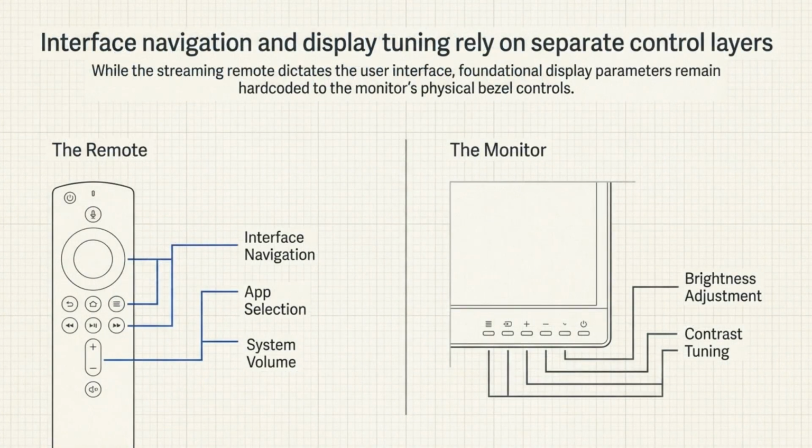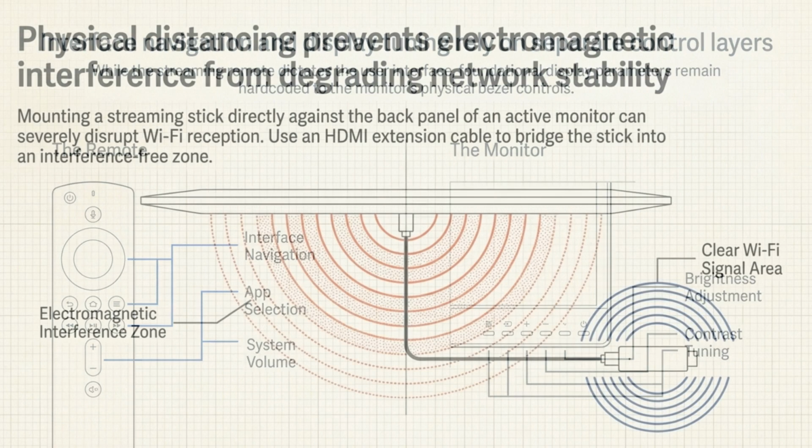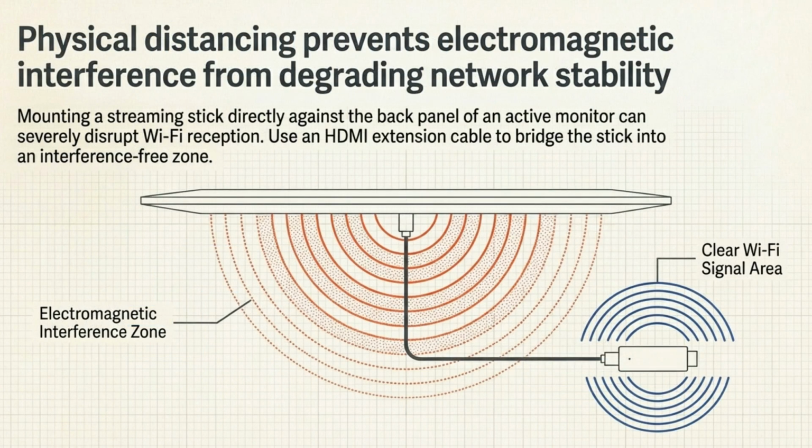Interface navigation and display tuning rely on separate control layers. While the streaming remote dictates the user interface, foundational display parameters like brightness and contrast remain hard-coded to the monitor's physical bezel controls. Physical distancing prevents electromagnetic interference. Mounting a streaming stick against the monitor's back panel can disrupt Wi-Fi reception. Use an HDMI extension cable to bridge the stick into an interference-free zone.